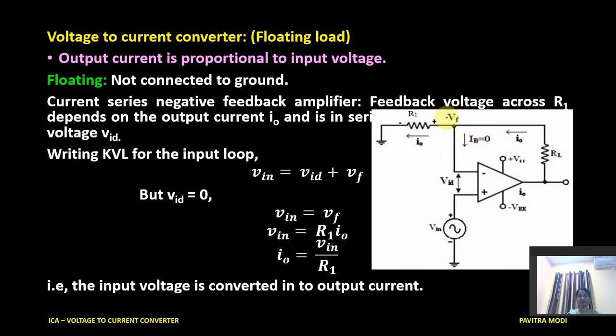Why? Because the output is going to be considered as current, and whatever potential is developed because of this output current, the feedback voltage across the R1 resistor, is going to be in series with the applied input voltage. That's why at the input side we have series connection, and at the output side we have output current, and that's why this sort of feedback configuration can be called a current series negative feedback amplifier.